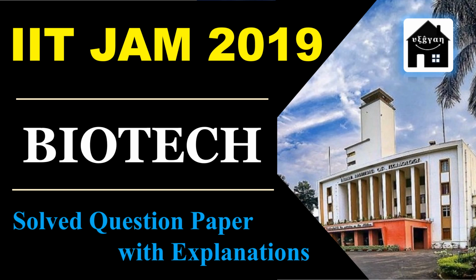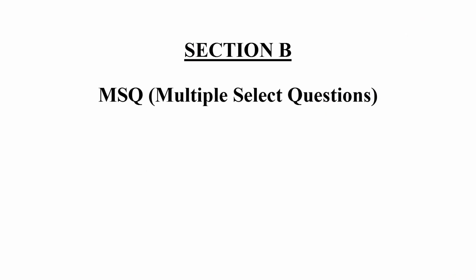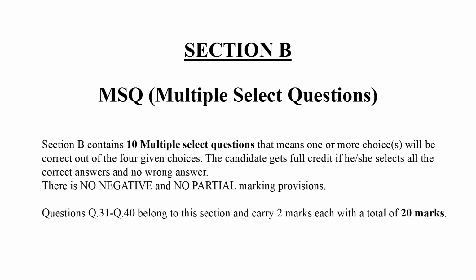In this video, we will talk about the Section B and Section C of IIT JAM 2019 Biotech paper. Section B, that is the MSQ section, has 10 multiple select questions. That means one or more than one choices will be correct out of the 4 given choices. There is no negative and no partial marking. The question 31 to question 40 of the paper would belong to this section and carry 2 marks each. That makes this section a total of 20 marks. So let's begin.